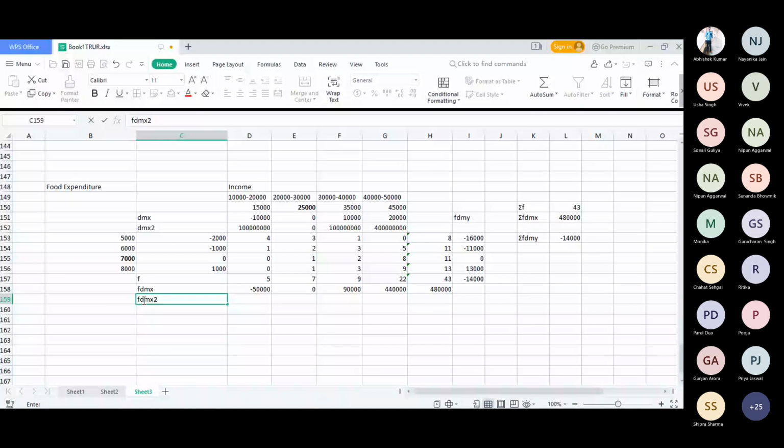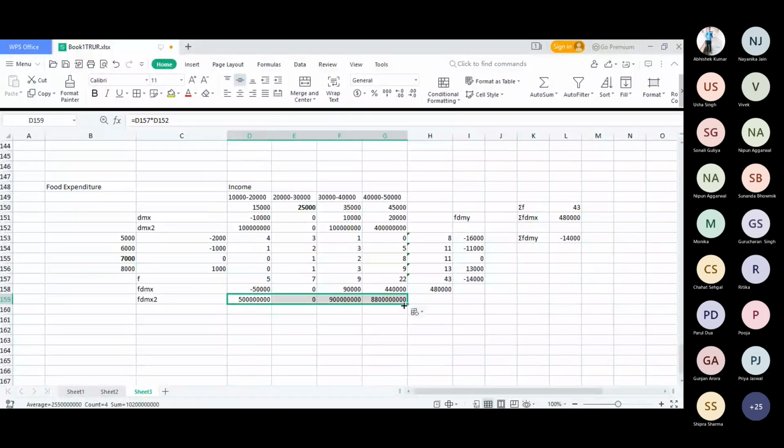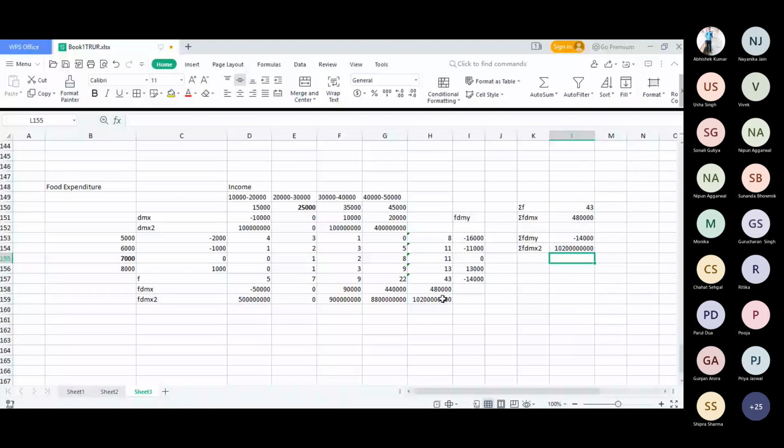So f dmx square, if you are calculating, f is your 5 and multiply by the dmx square value you have already calculated as this. So this becomes your f dmx square, individually all the values of f dmx square, and then you have to make the summation. So summation becomes this one. So the value of summation f dmx square becomes this one. Fine. Then similarly you can find out for f dmy square.